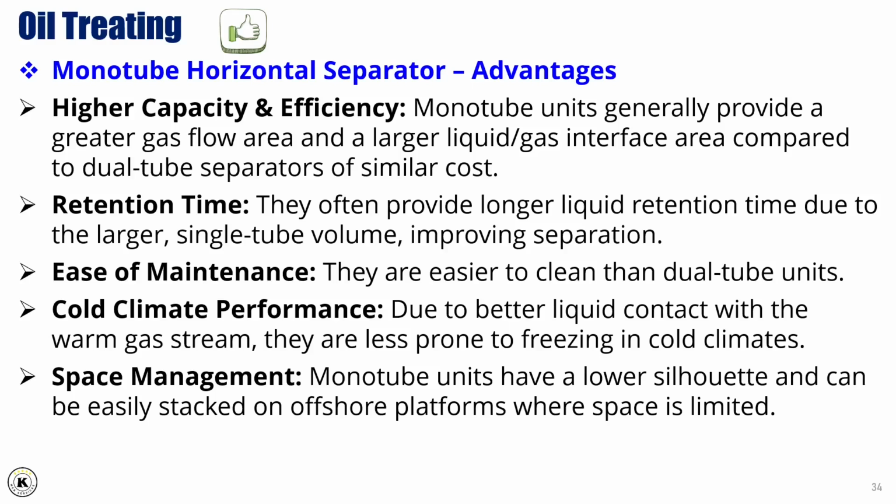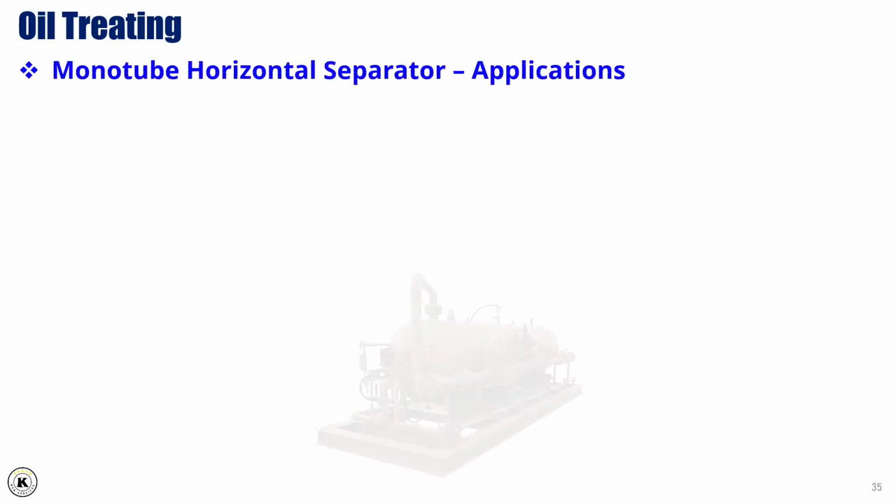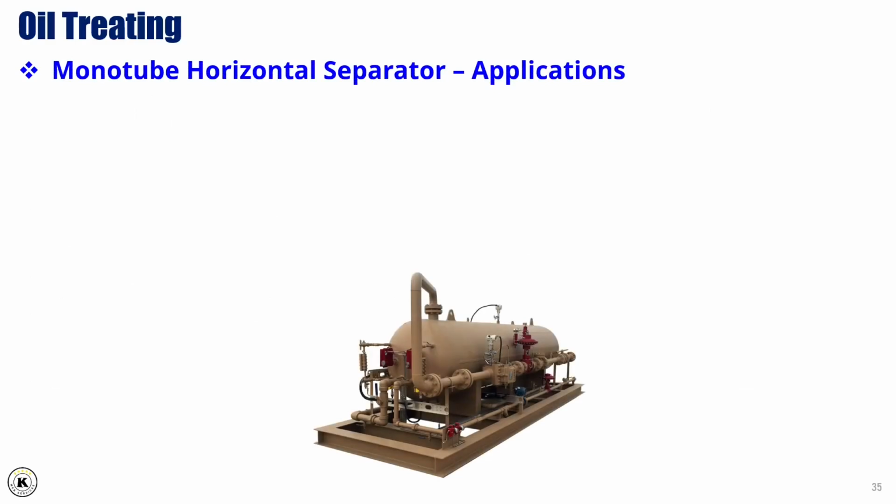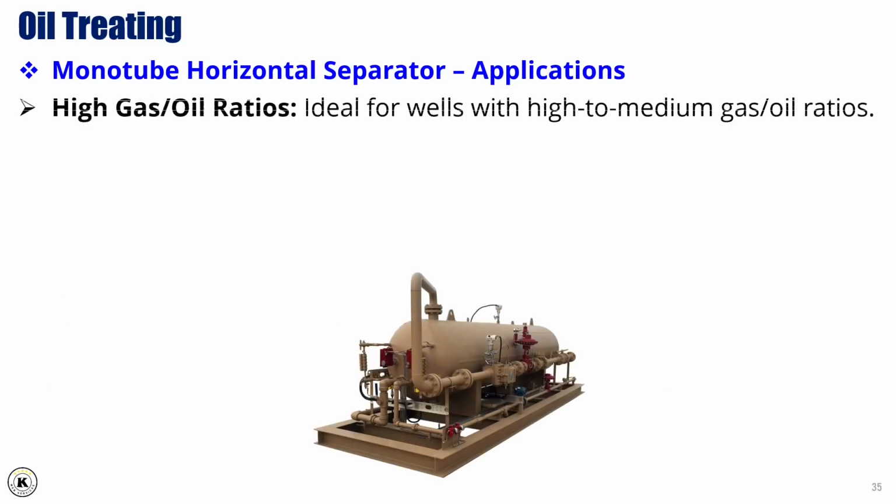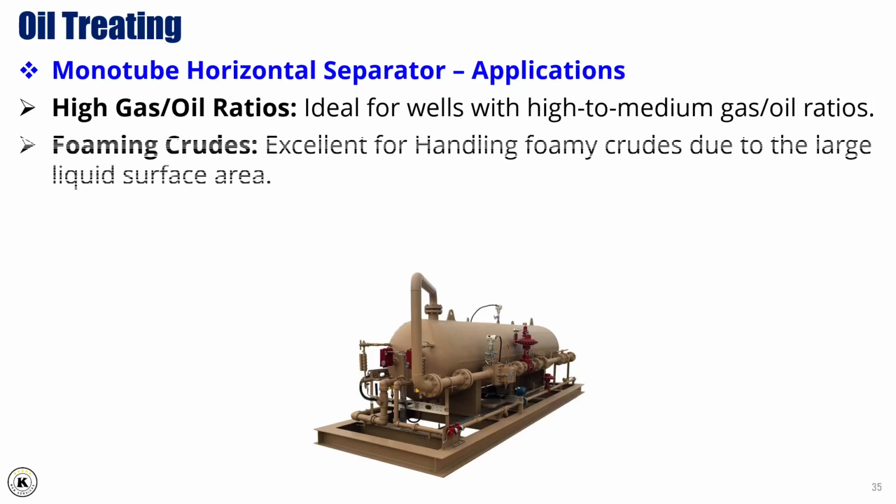All in all, monotube horizontal separators combine efficiency, reliability, and smart design. Let's look at where monotube horizontal separators really shine. They're perfect for high gas-to-oil ratio wells, handling both high and medium ratios with ease. They're also excellent for foaming crudes, thanks to that large liquid surface area which keeps things under control.